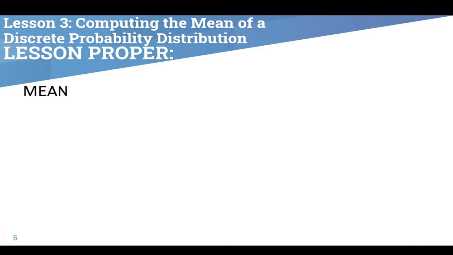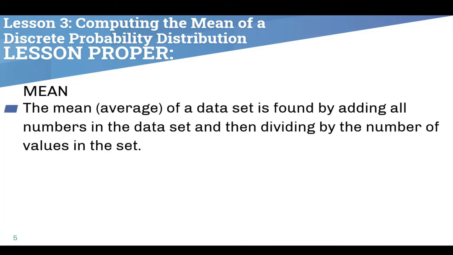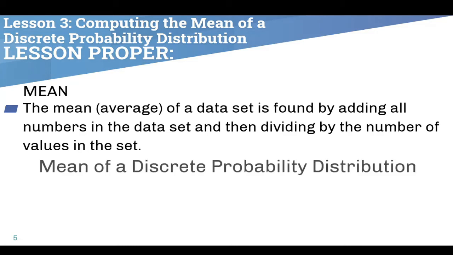Now, let us try to tackle the lesson proper. What goes into your mind when we hear the word mean? In mathematical terms, the mean or average of a dataset is found by adding all the numbers in the dataset then dividing by the number of values in the set. So, ito yung average. I-add lang natin tapos i-divide natin kung ilan yung elements. Ganun lang kasimple yon, yung mean.